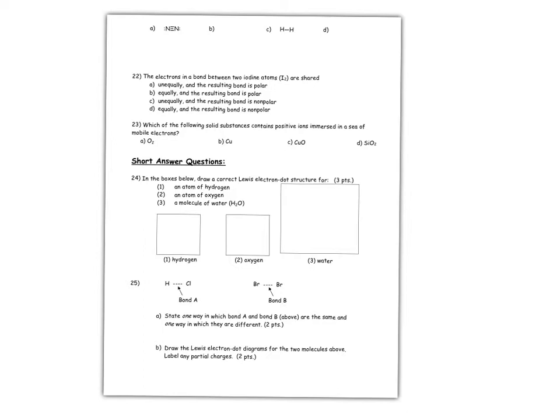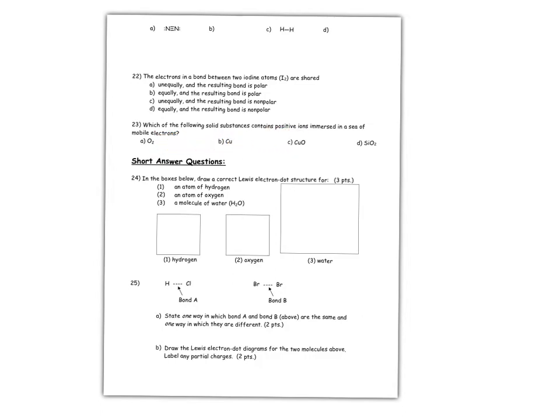Okay, so the next question is: the electrons in a bond between two iodine atoms are shared, and you should be able to answer that easily. Which of the following solid substances contain positive ions immersed in a sea of mobile electrons? I just said it in previous sections, so rewind this and think about it and listen to my words and see if you can look at this and tell which one of these is in a sea of electrons.